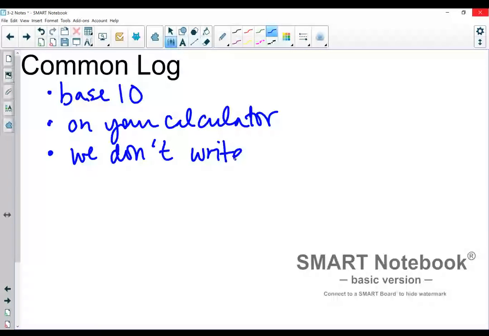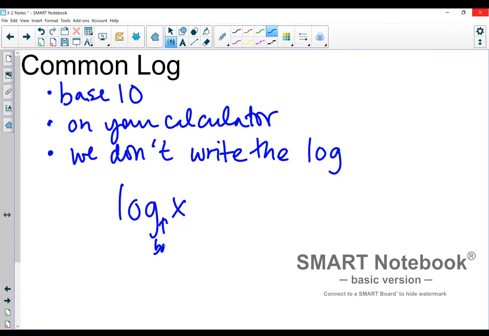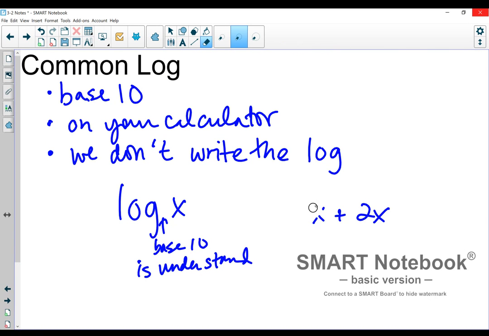So it's understood. So when I just have the word log x, something like that, I know it's base 10. The base 10 is understood. And sometimes we like to write in that 10 just to help our thinking, so you are allowed to do that. Just like when we started working with simplifying, we'd put the 1 there in front of the x, right? Same kind of idea. So if you need to add the base 10 to help your thinking, go right ahead.